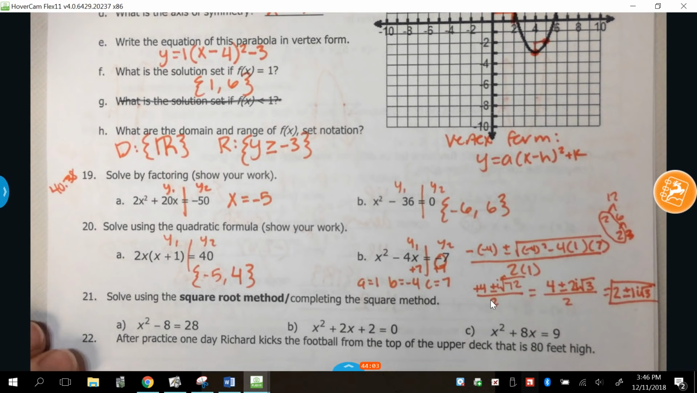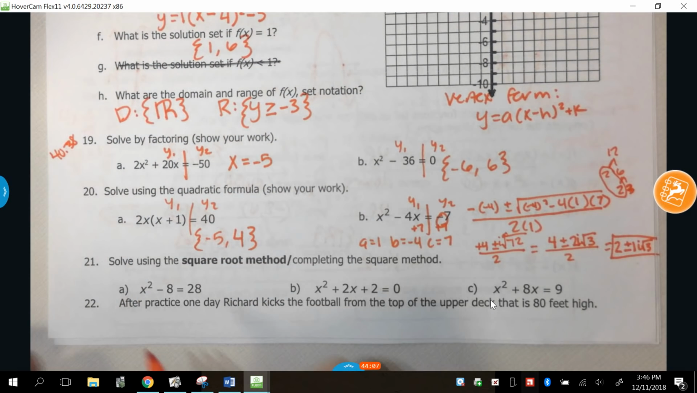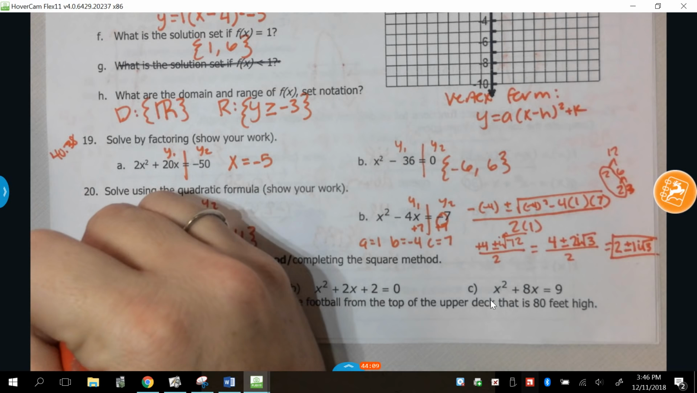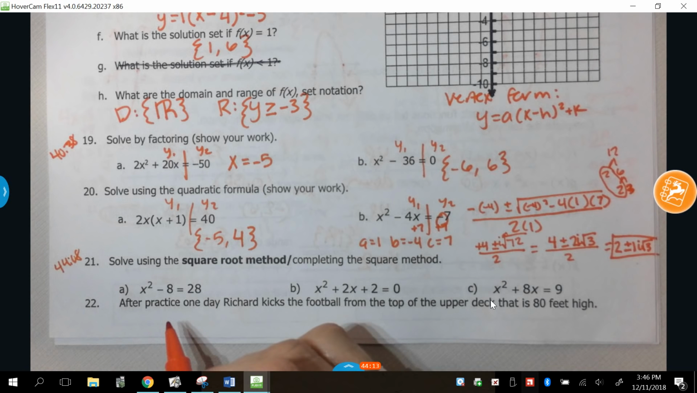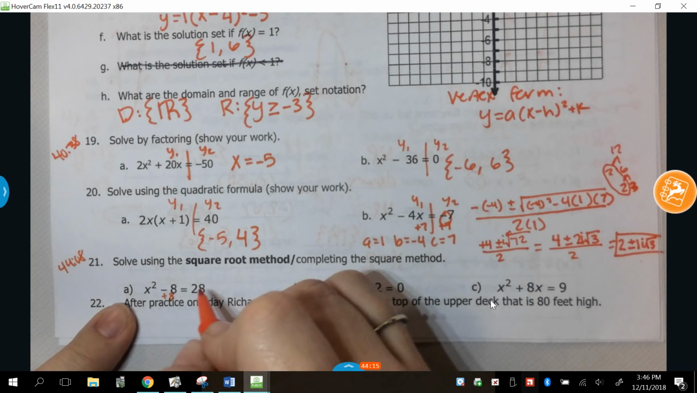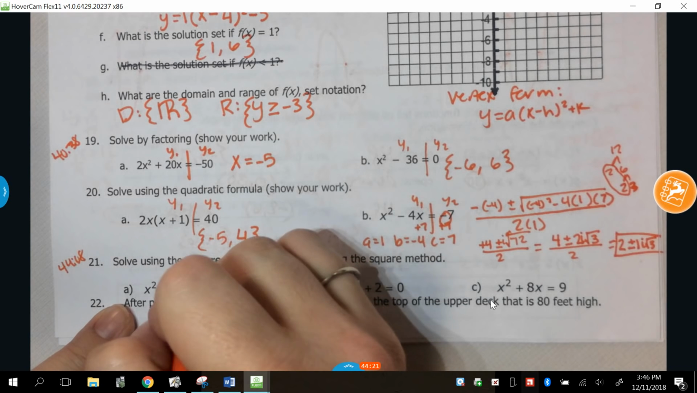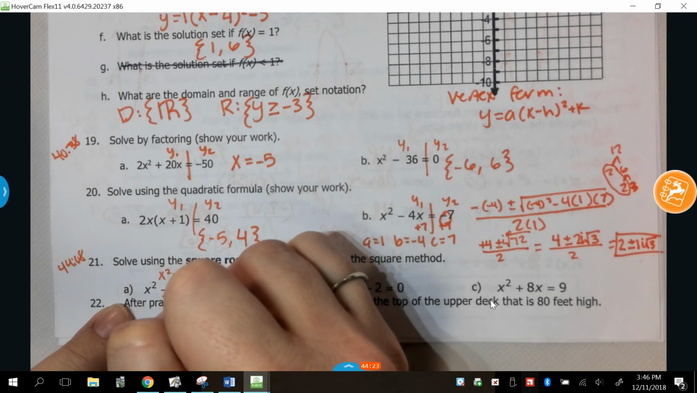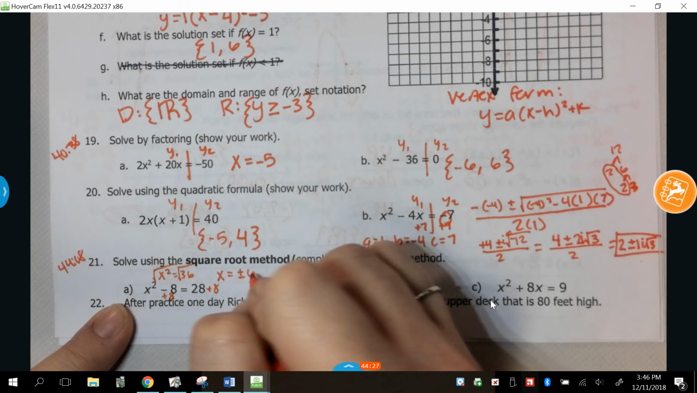Okay. So 21, solve using the square root method. So 21, we would add 8 to both sides. 28 plus 8 is 36. So we get x squared equals 36, square root. That gives you x equals plus and -6.